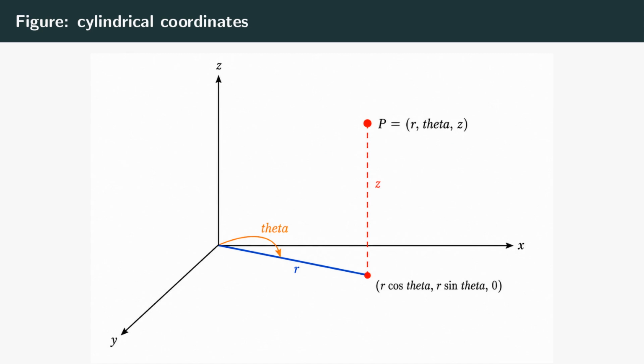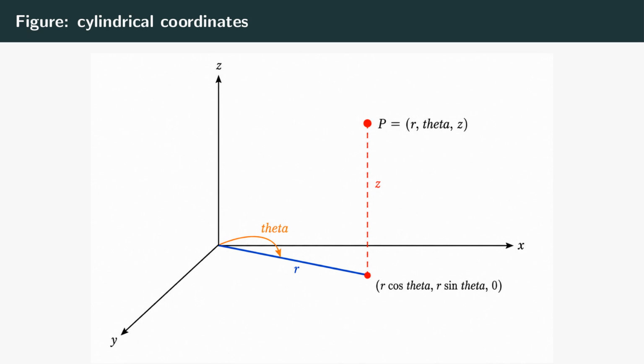Here is the picture. A point P floats in space. Drop it straight down to the xy plane, it lands at r cosine theta, r sine theta, 0. The blue radial line is the distance r from the origin in the xy plane. The orange arc is the angle theta swept from the positive x-axis. The red dashed vertical segment is z, the height above the plane. Three numbers, r, theta, z, pin the point down. To convert back to Cartesian, x equals r cosine theta, y equals r sine theta, z equals z.